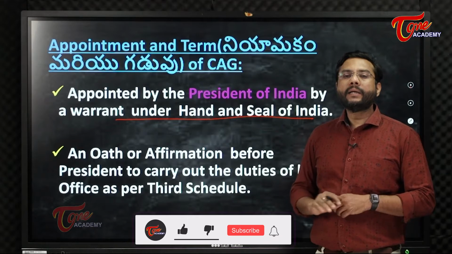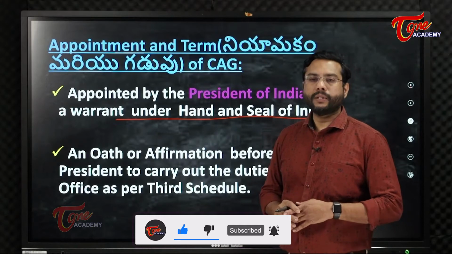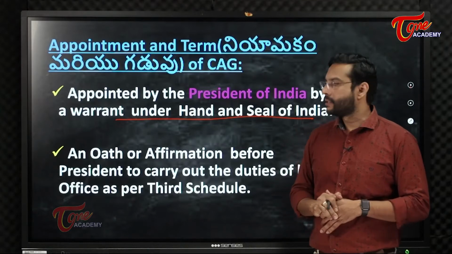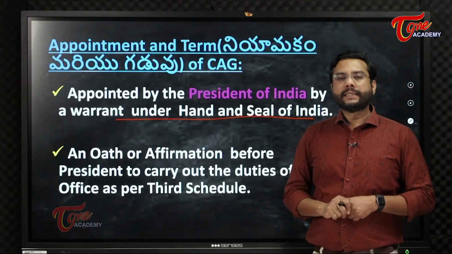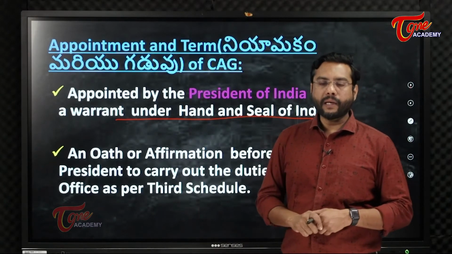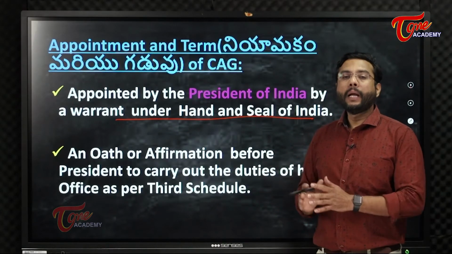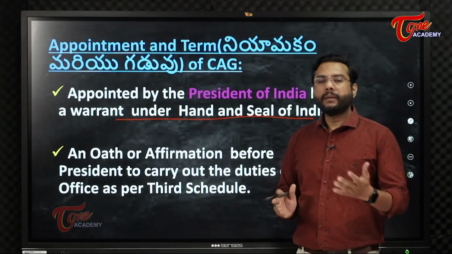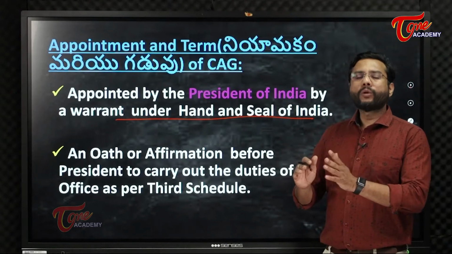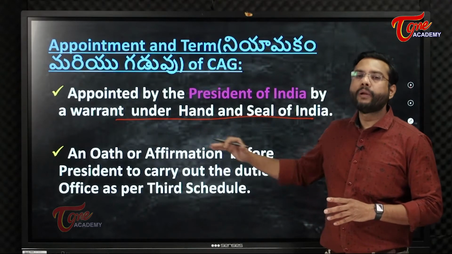But this doesn't mean that the President can remove the CAG at any time. We have a removal process similar to the removal of a Supreme Court judge and other constitutional dignitaries. Here the CAG is removed by a process, that is, on that issue there will be a bill placed in either house of the parliament, and both the houses of the parliament should pass such removal bill by special majority. When we say special majority, it is 2/3 of the members present and voting, and more than 50%, that is half of the total number of the house, should approve that. So we have a removal process also.